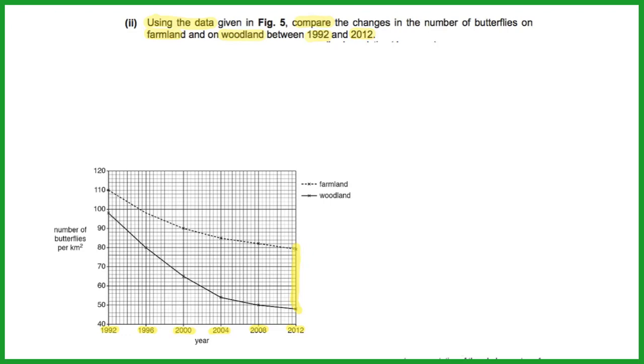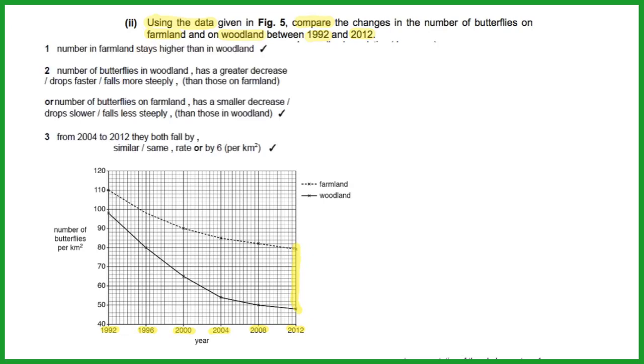So looking at this, you might think, well, the most obvious change is that the number of butterflies on the farmland falls far less than the number of butterflies on the woodland. And the number of butterflies on the woodland falls very steeply between 1992 and 2004, and then falls less steeply, and in fact about the same rate between 2008 and 2012 in both of them.